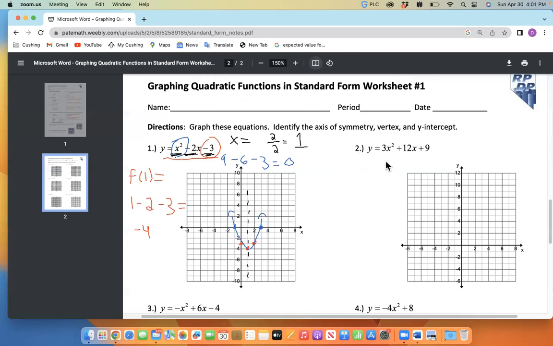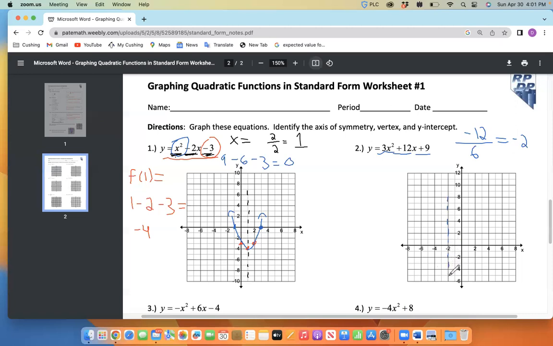All right, so let's see this one. Here a is 3, b is 12, c is 9. We need to find negative b over 2a. Negative b is negative 12, and 2a is 2 times 3, which is 6. So negative b over 2a is negative 12 over 6, which is negative 2. My axis of symmetry is x equals negative 2. So I'm going to draw a vertical line there. That's going to split the graph in half.